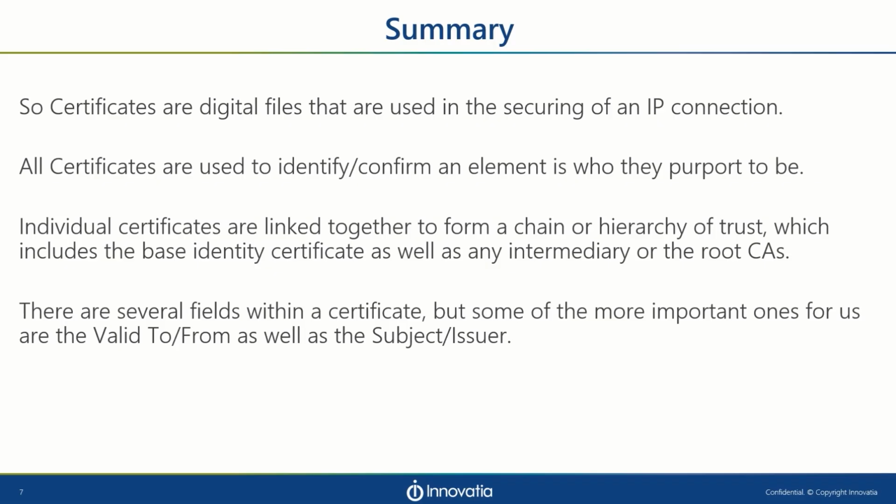There are a number of fields within a certificate. The majority of them are used for the encrypting of traffic, but there are a couple, the valid to and the valid from, as well as the subject and issuer lines, which are used to create a validity period for the certificate, or to describe the next step or the next hop in the chain between your base identity certificate up to your root CA.